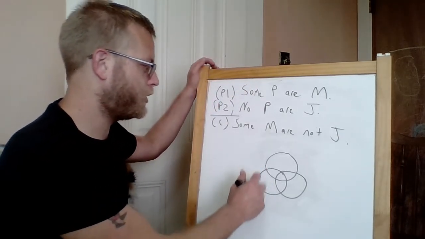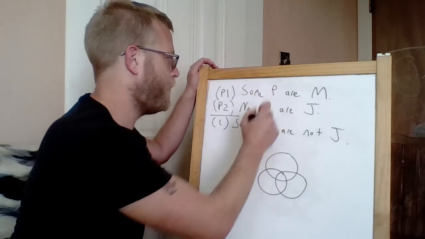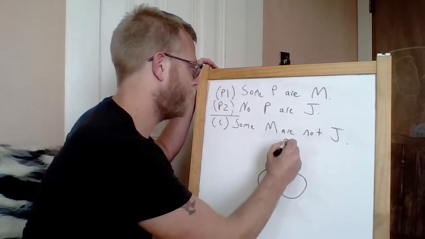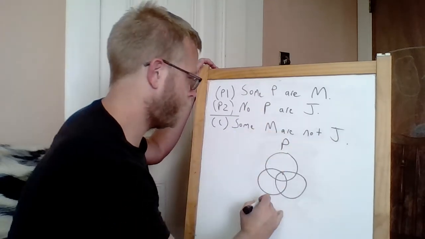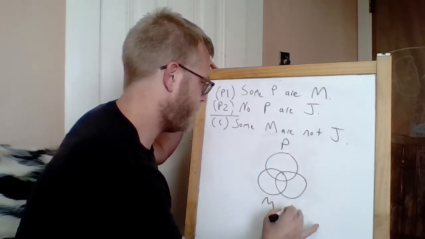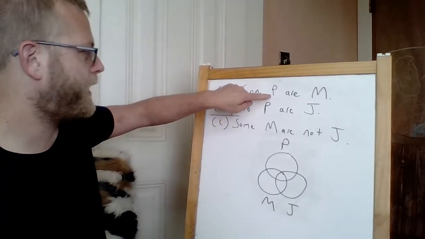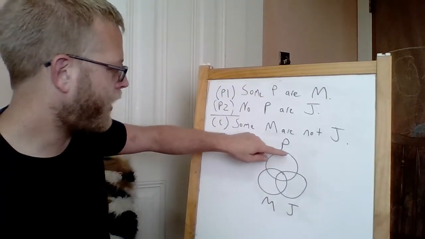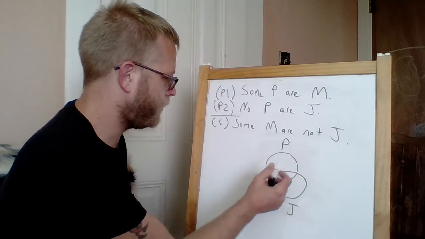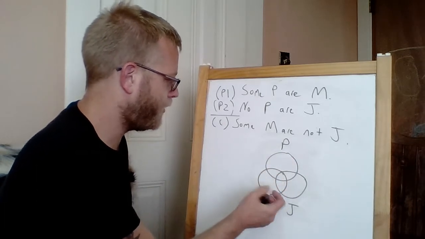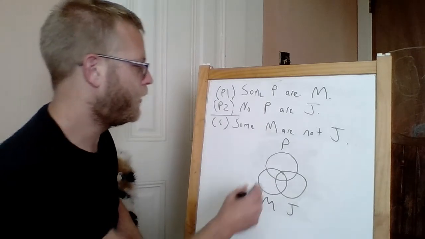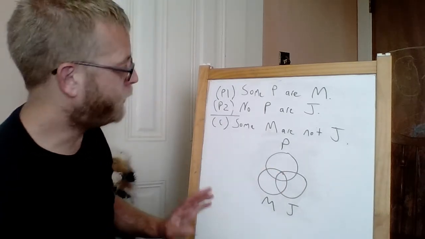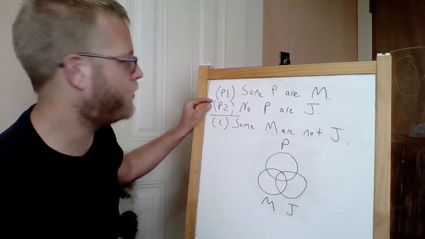I realize I just skipped over the first part. The middle term is P, right? P and P, and then we look at the conclusion, M and J. And so if we want to say some P are M, we'd have to put an X inside the P circle, also inside the M circle, but we don't know whether to put it here or here, so we can't put it anywhere, or we put it right in the middle. But the universal might help us out to narrow it down.